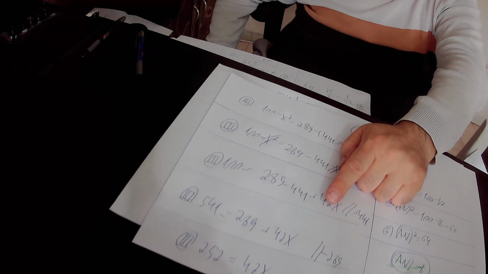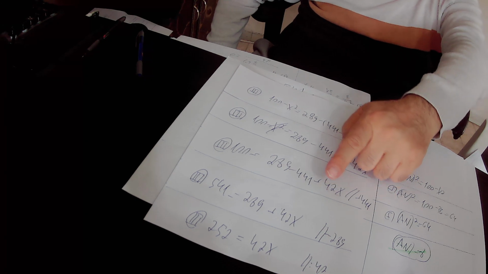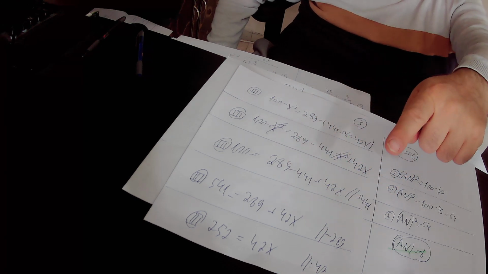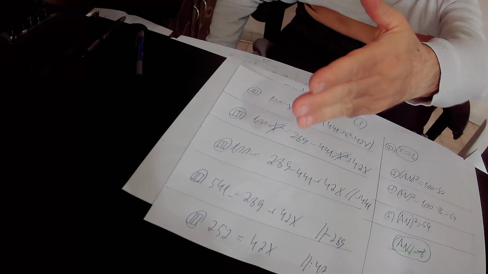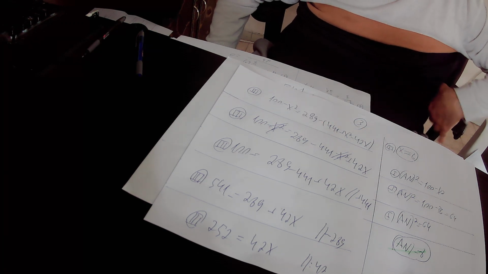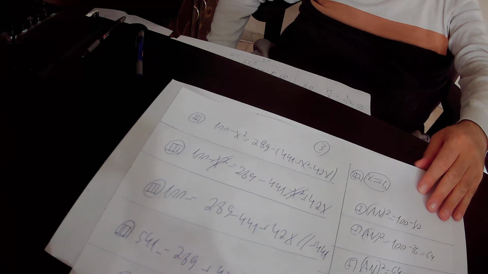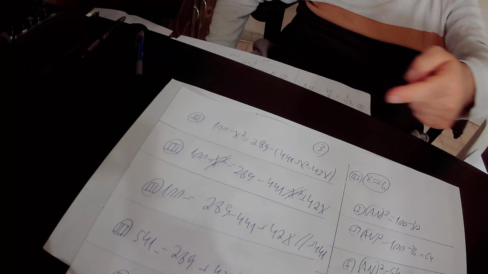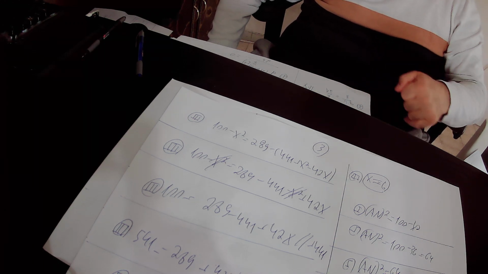I found out that 541 minus 289 is 252. So 252 equals 42x. Here we divided equation 3 by 42 and found out that x equals 252 over 42, which is 6. So x equals 6 units in length. Then return to equation 1.